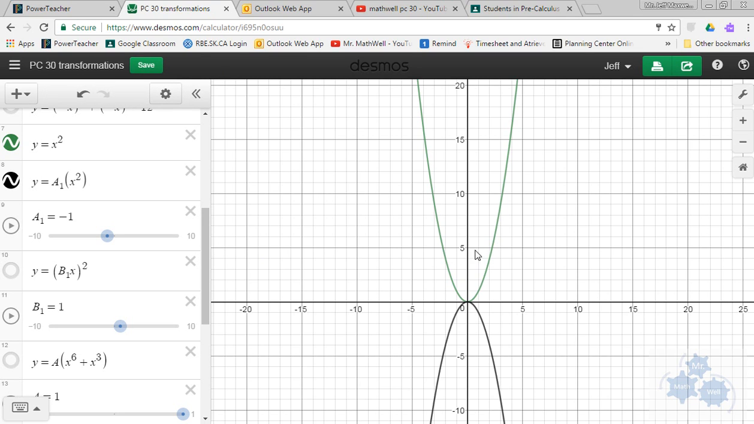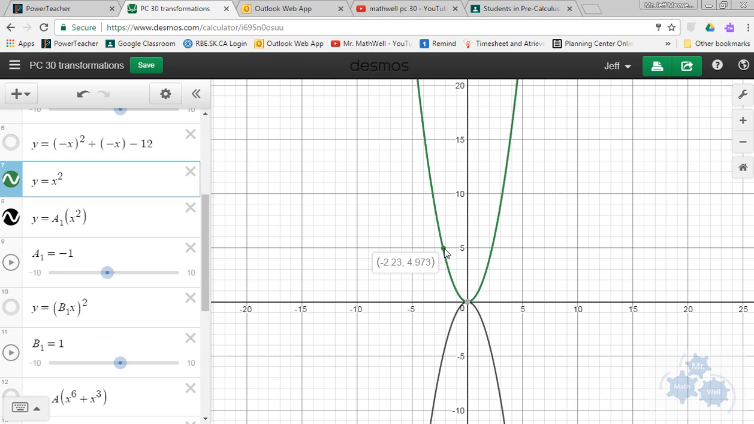So let's just check it out. What is this point right here? Let's find some nice point. About 1.5. This one right here, right on that line, is about -2.24 and +5. See that? If I go right down here, this is -2.24 and -5.